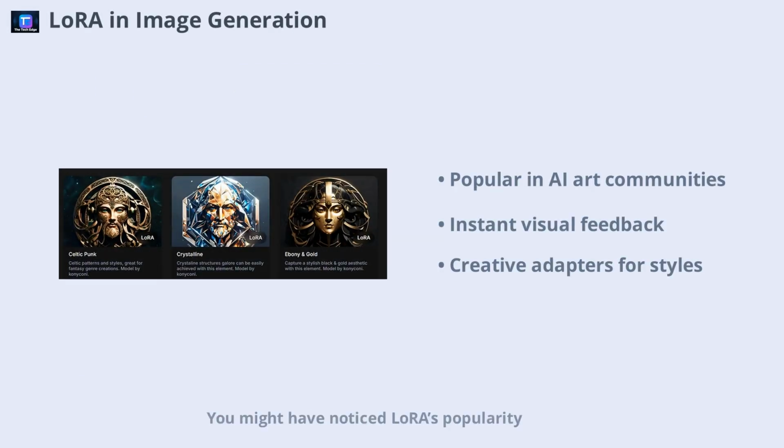You might have noticed LoRA's popularity in the world of AI-generated images. Platforms like Civit AI and Leonardo AI let artists share LoRA adapters for different styles, characters, or effects. With image models like Stable Diffusion, you can train a LoRA on a gaming GPU or even a powerful laptop. The results are instantly visible. Train on Van Gogh paintings, and your next image looks like Starry Night. This instant feedback makes LoRA a creative playground for artists and hobbyists alike.